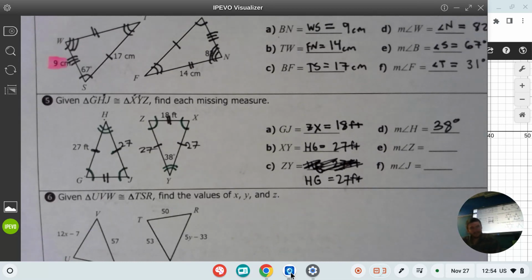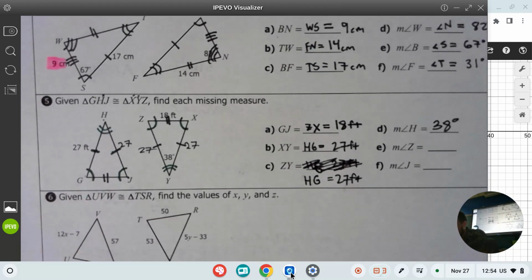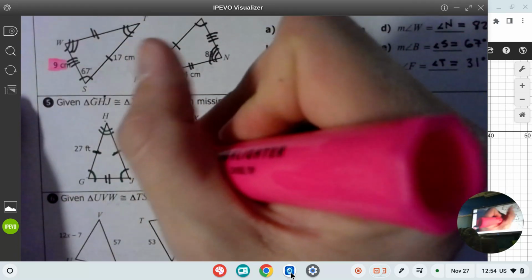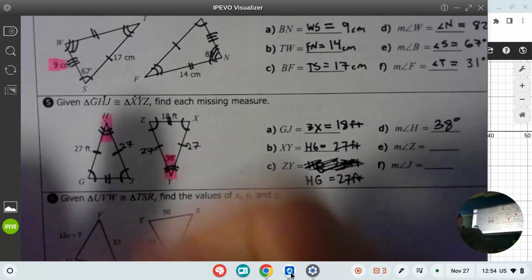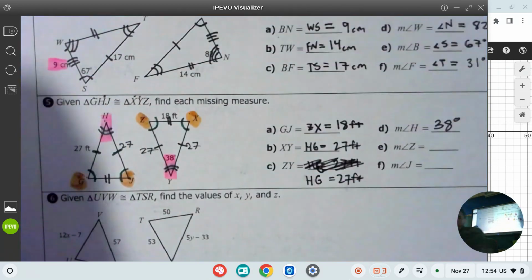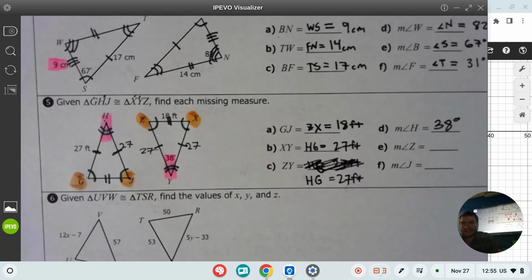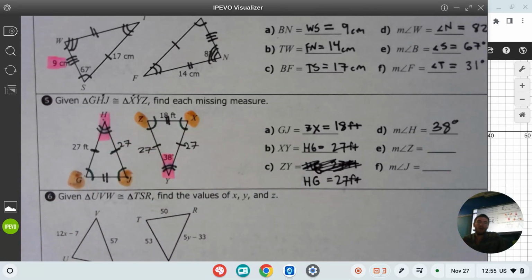Now, these last two angles, we're actually going to have to think about this for a little bit. These last two angles, Z and J. I have Y figured out. Y is 38, and that's the same as H, so I've got those figured out. The pink is solved, the pink's all good. However, if I look at G and J and Z and X, all four of those are the same, but I don't have any of their measurements. I don't know what G is, I don't know what J is, I don't know what Z is, I don't know what X is. So we are kind of stuck for a second.